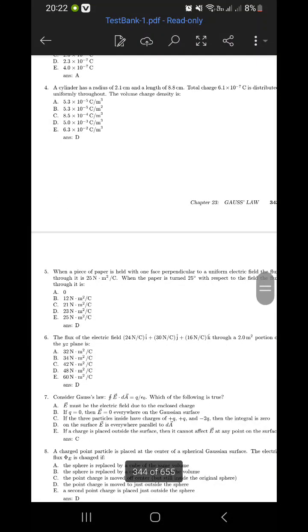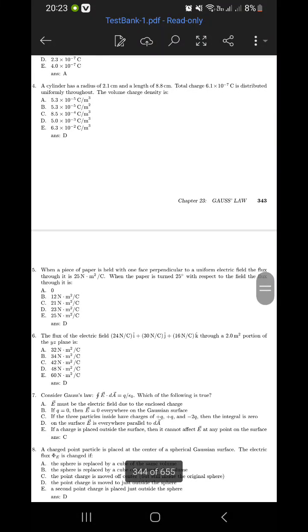A cylinder has a radius of 2.1 and a length of 8.8 centimeters. The total charge is 6.1 times 10 to the power of negative 7 coulombs distributed uniformly throughout. The volume charge density is D, 5.0 times 10 to the power of negative 3 coulombs per meter cubed.